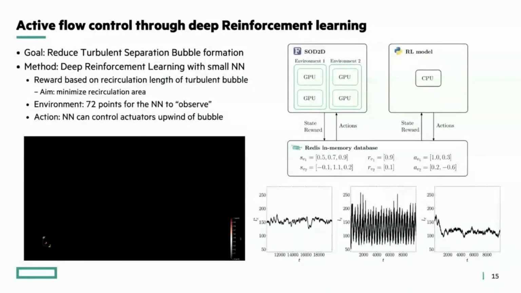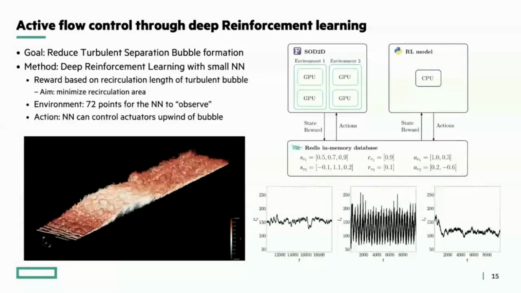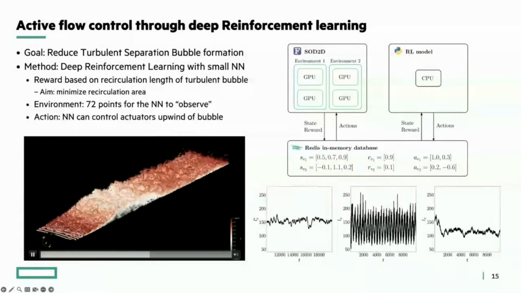And then another paper that recently came out that used SmartSim to do this was the question of how do you control fluid flow. And so in this particular case, they wanted to say there's a turbulent rising bubble, and they wanted to reduce the recirculation length by actuating something upstream of the flow. So here's an animation of that, right? So there's the bubble that's kind of in the first third of the flow.